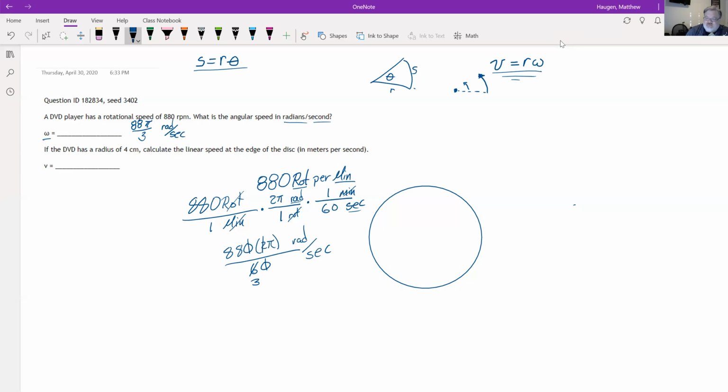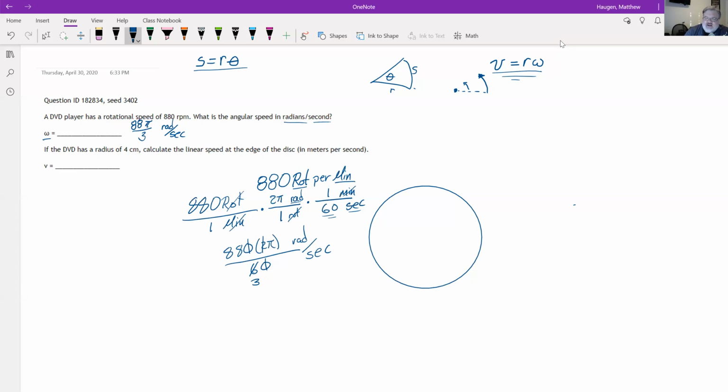One of the things to be careful about here is making sure we're changing it from minutes into seconds. That's easy to forget in this problem. So that's our omega, and we could list a decimal approximation here if we wanted to, or if the computer wanted it. You guys know me, I like the exact values.